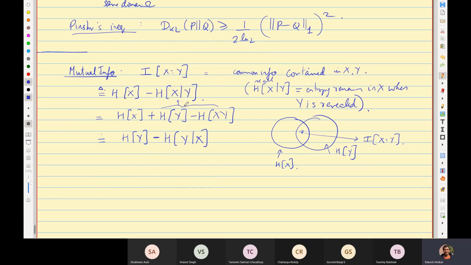Okay, so I hope this is at least slightly intuitively clear. One thing that you will notice is that the mutual information between X and Y is always non-negative. Why is that? Because if you notice both of these formulae, it is H of X minus H of X conditioned on Y, and the second term is always smaller than the first.